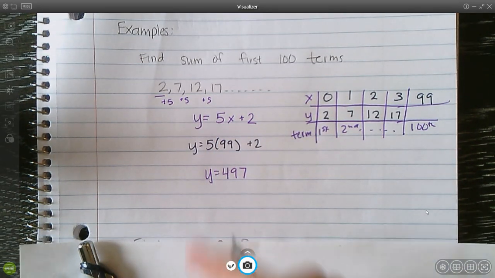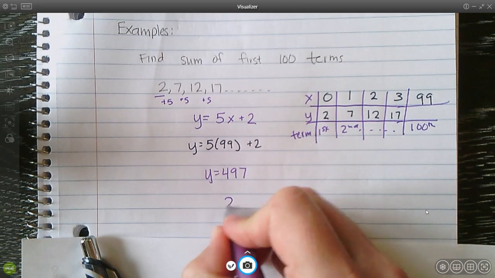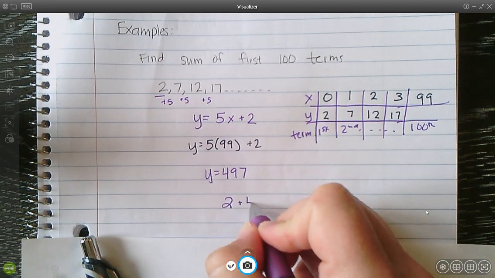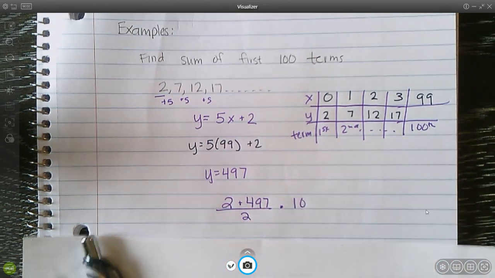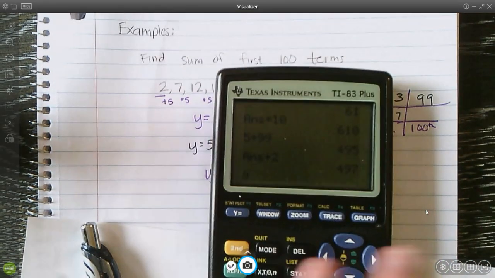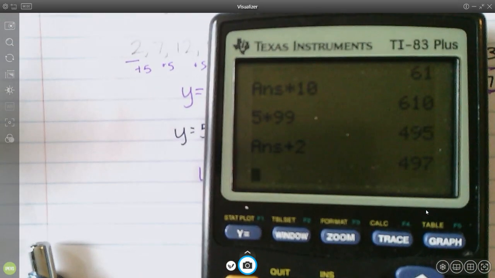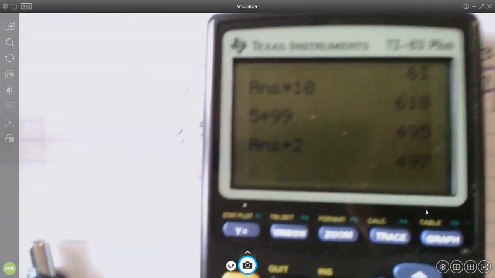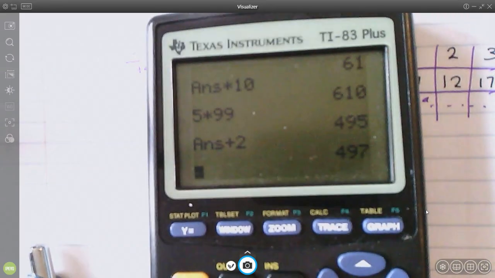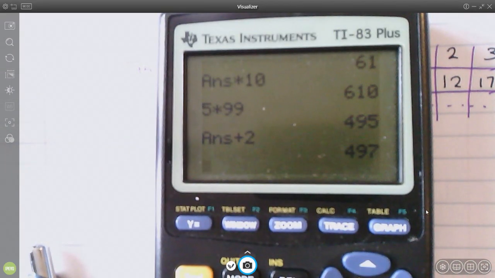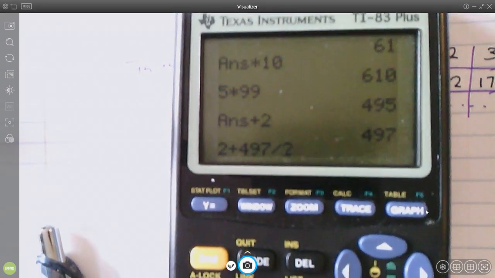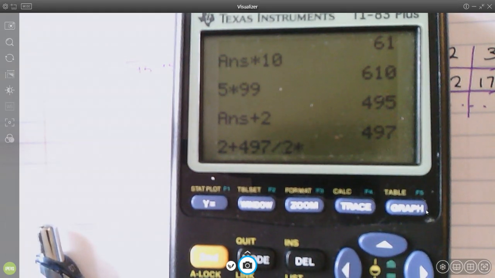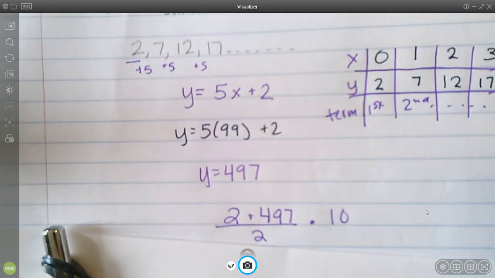So now you need to plug it into the formula. You take your first number, 2, plus your last number, which is 497, divided by 2, and times 100. So make sure when you type it into your calculator, can you see that? Kind of. Okay, do not type it in like this: 2 plus 497 divided by 2, and then times 100. I put 10 before, but I meant to put 100.